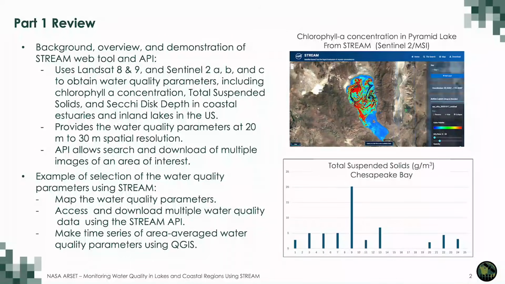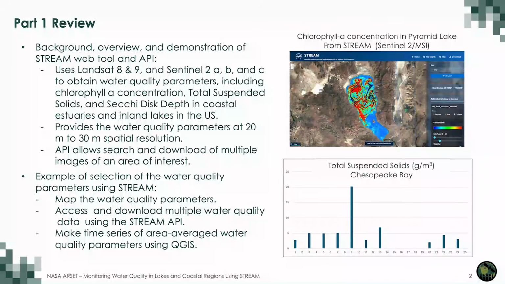Area covered are coastal estuaries and inland lakes in the US. The data are available at 20 to 30 meter spatial resolution. And we saw that Stream API allows search and download of multiple images for an area of interest.